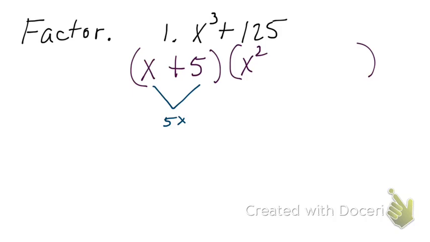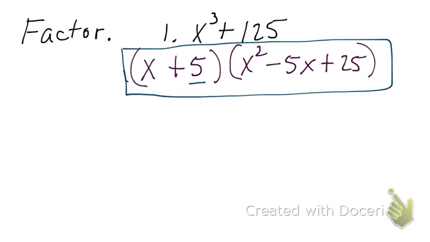Let me move this because it's going to get in the way of the next problem. So this next part is going to be minus 5x. And then the last thing I want to do is look at this 5 here and square that, and that'll give me my last term, which is 25. And so there's your answer. Let's go ahead and do another one.